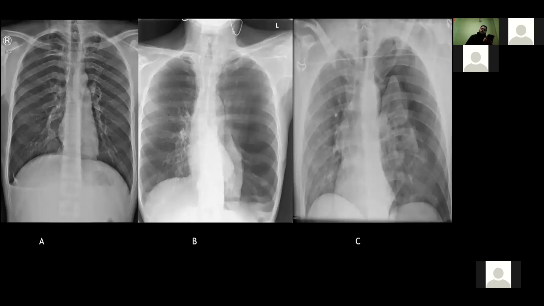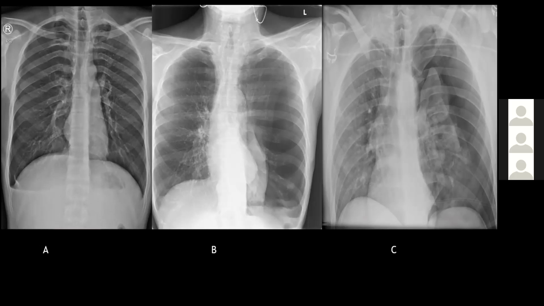I have three X-rays on the screen: X-rays A, B, and C. These are taken from the emergency department. In X-ray A, he's a 25-year-old male with a smoking history who presented to accident and emergency with abdominal pain, but as an incidental finding, the X-ray shows abnormalities.